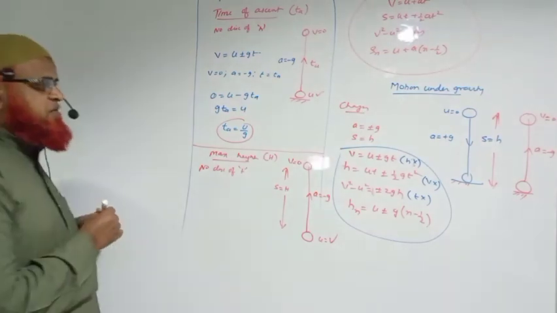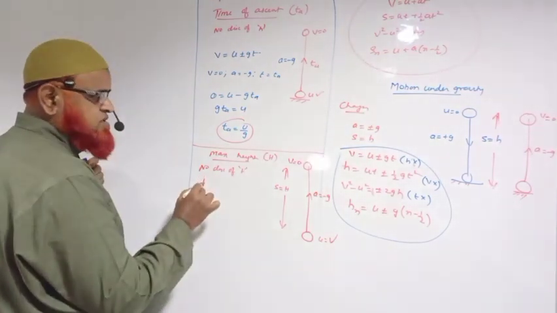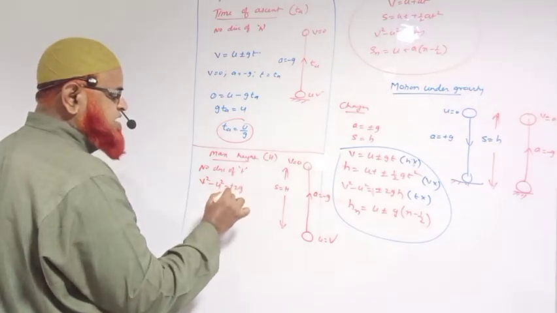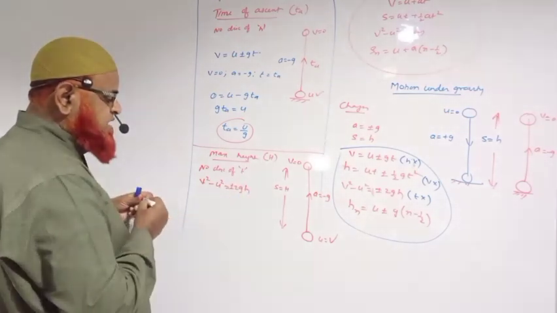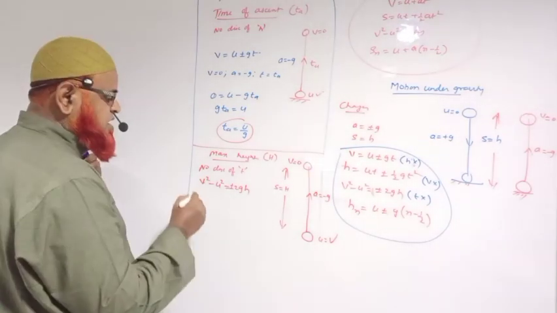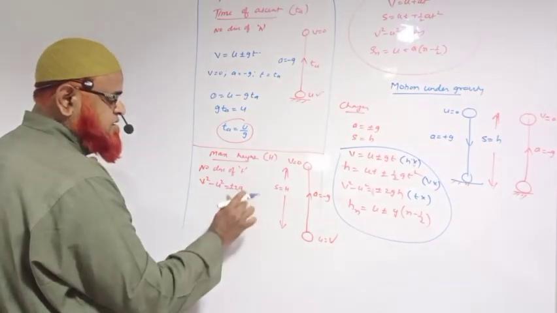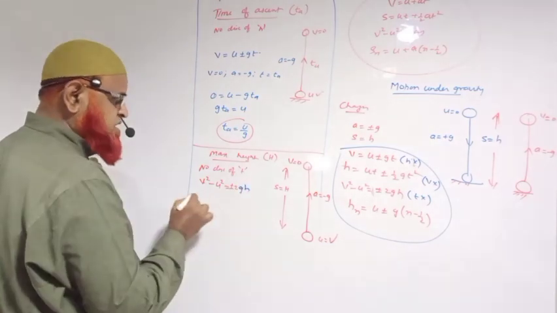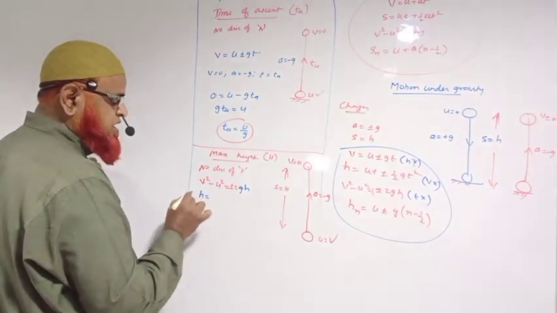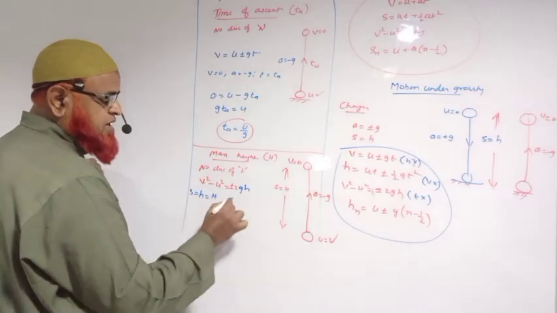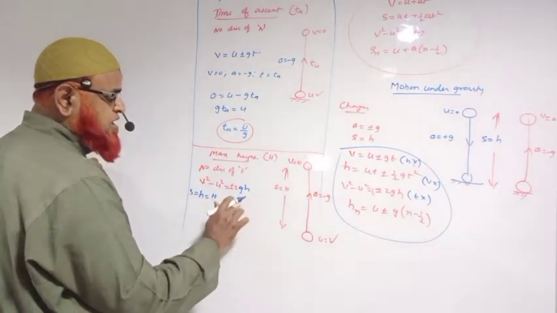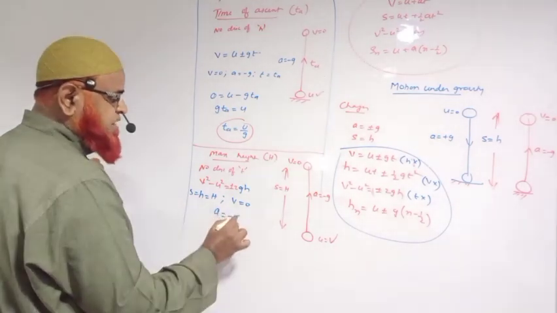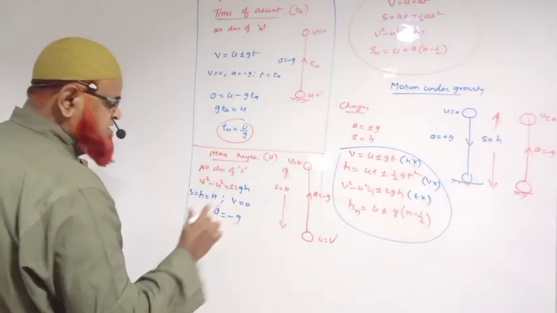The formula to be selected when there is no discussion of time is v square minus u square is equal to 2as. But in this case, what are the changes you need to do here? The changes: s is equal to capital H, and final velocity is going to be 0 here, and a is going to be minus g in this case, not plus g, it's taken as minus g.